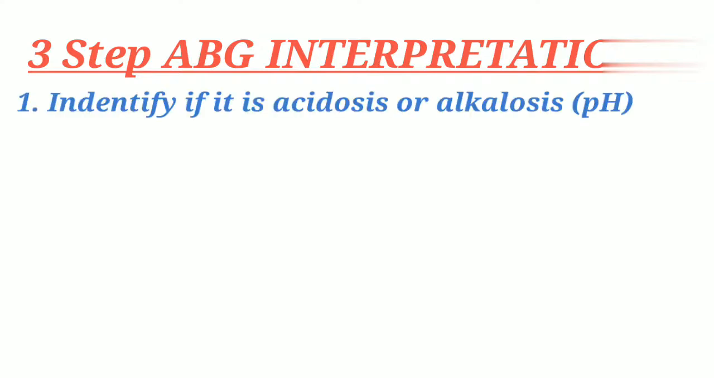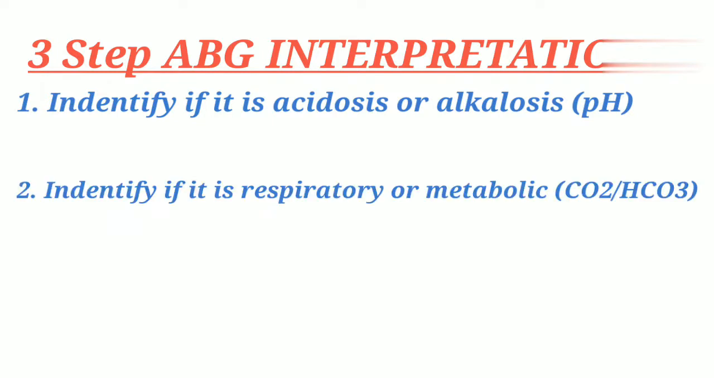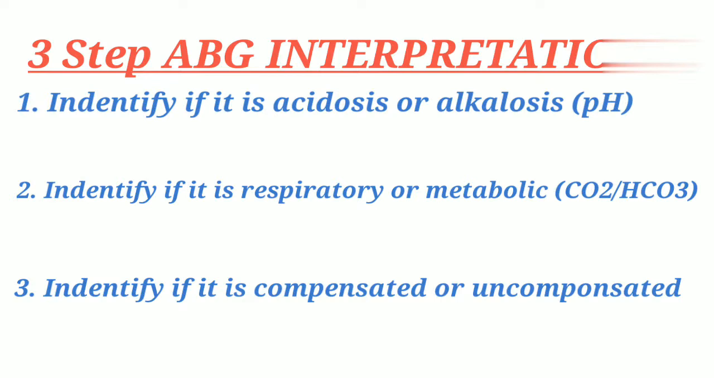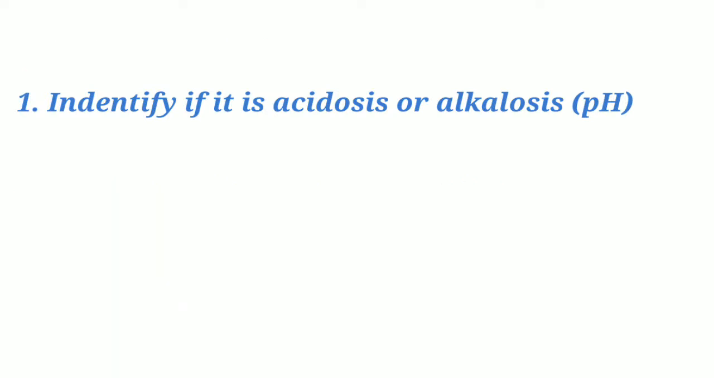First is identify if it is acidosis or alkalosis, by pH. Second, identify if it is respiratory or metabolic, by CO2 or HCO3. Third is identify if it is compensated or uncompensated. So let's begin. First is identify if it is acidosis or alkalosis.